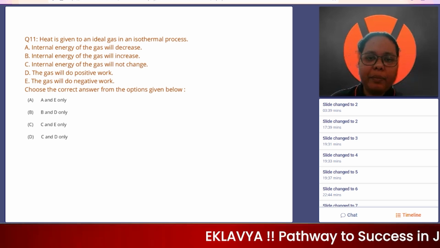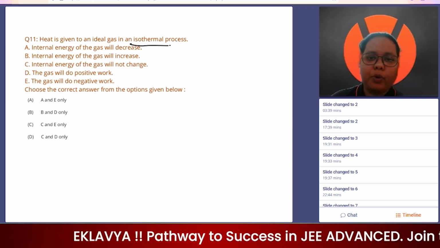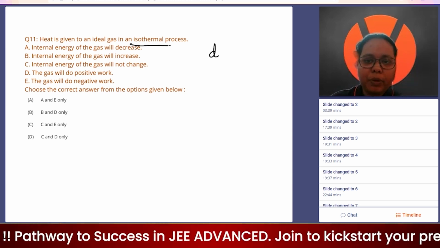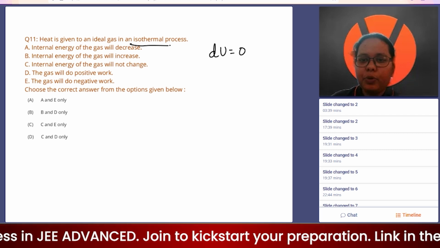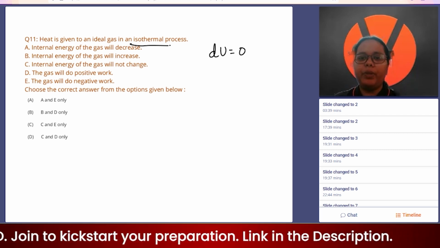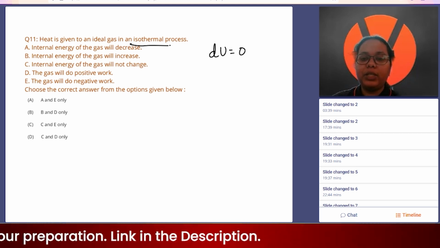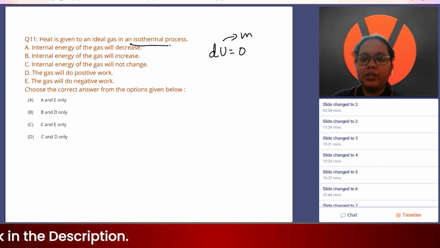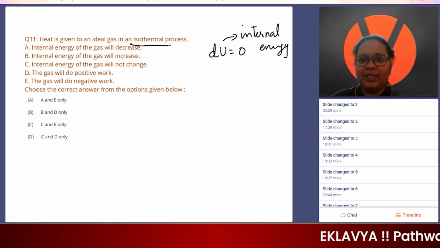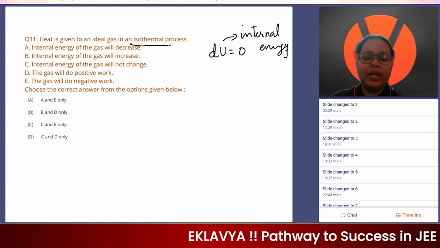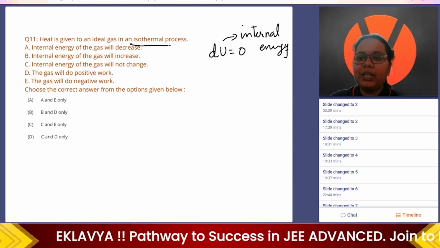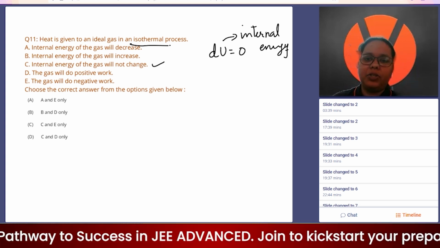Here they mention an isothermal process. So if it is an isothermal process, what we know is the change in temperature is going to be 0, which means the change in internal energy is going to be 0. So dU, the change in internal energy, is going to be 0, which means there is no change in internal energy.